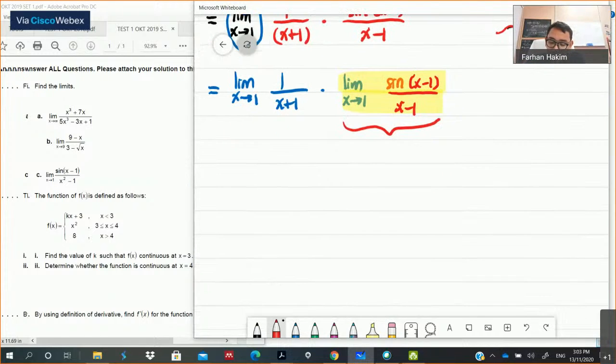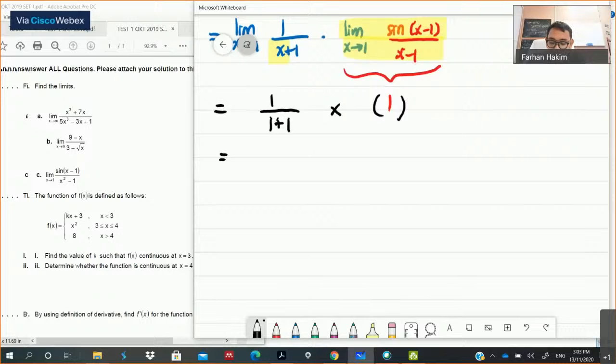We'll get 1. For this part, we can substitute the value of x with 1. So we'll have 1 over 1 plus 1 multiplied by 1. I'll put this in brackets. So this is actually 1 over 2, the final answer.